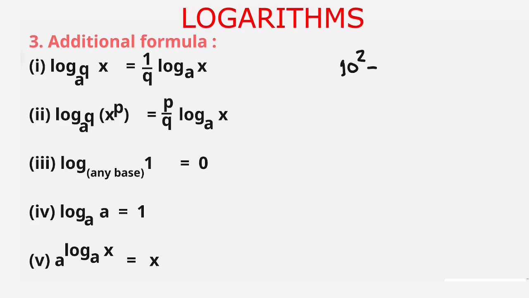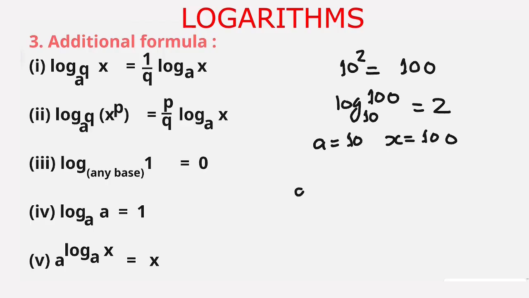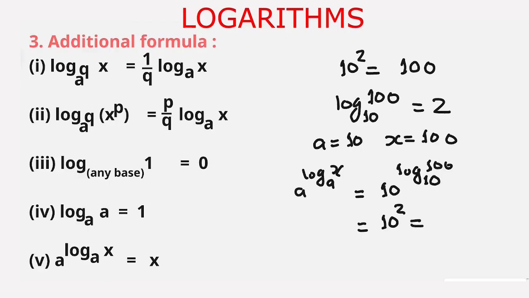10 to the power 2 equals 100. And from the definition of log, log 100 base 10 equals 2. Here a equals 10, x equals 100. So a to the power log x base a equals 10 to the power log 100 base 10. Now log 100 base 10 equals 2. If we put that value, then what we get? 10 to the power 2 equals 100, and 100 equals x.